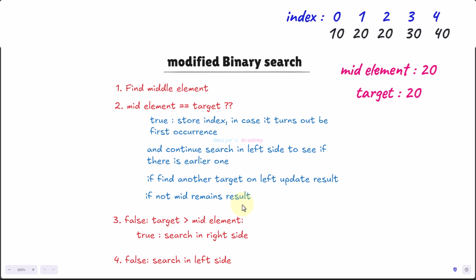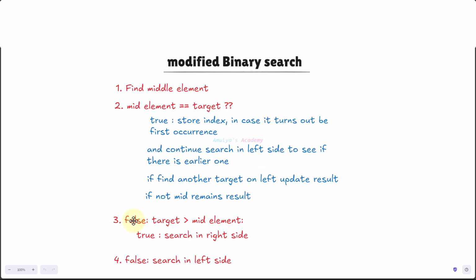When middle element is our target element, what we need to do is first we need to store that index because it can be the first occurrence of that target element. Next, we need to continue search in the left side to see if there is earlier one. If we find another target in the left side, then we need to update the result, that is index. If not, mid remains a result. And next, if mid element is not equal to target element, then we need to check whether target is greater than middle element. If it is true, then we need to search in the right side. Otherwise, we need to search in the left side, like normal binary search.